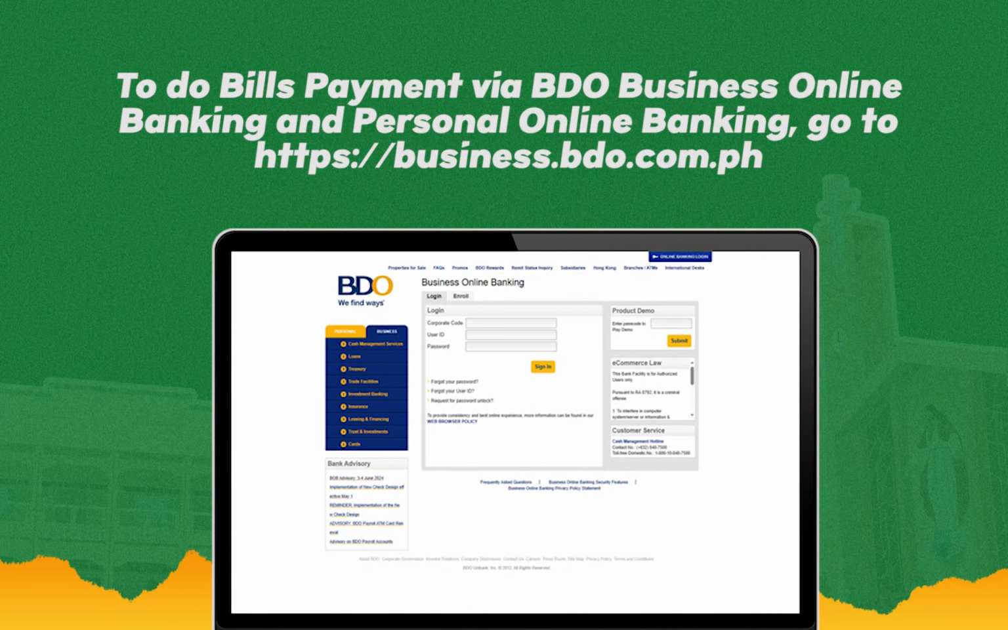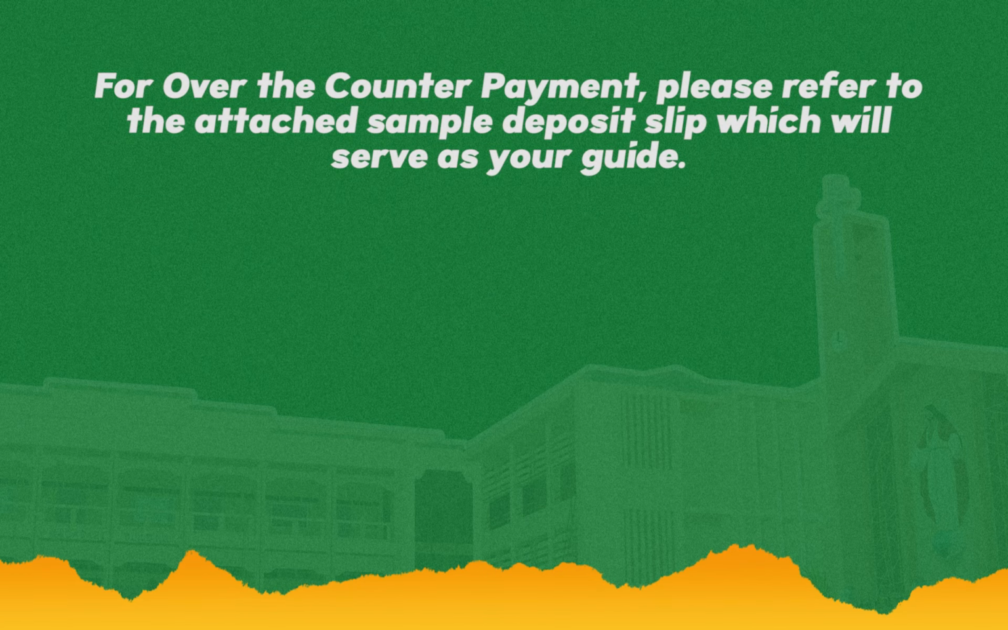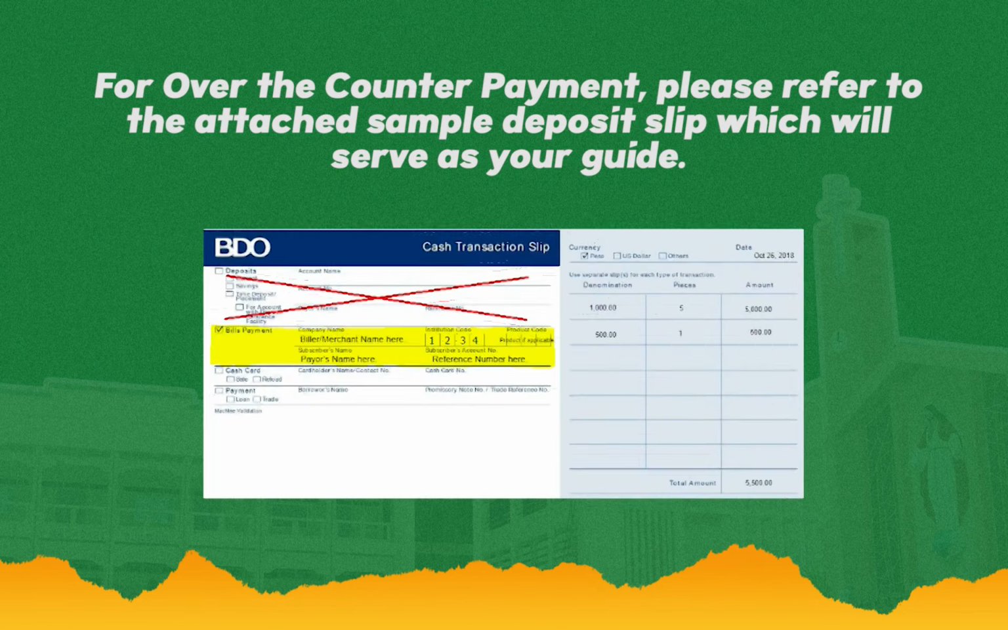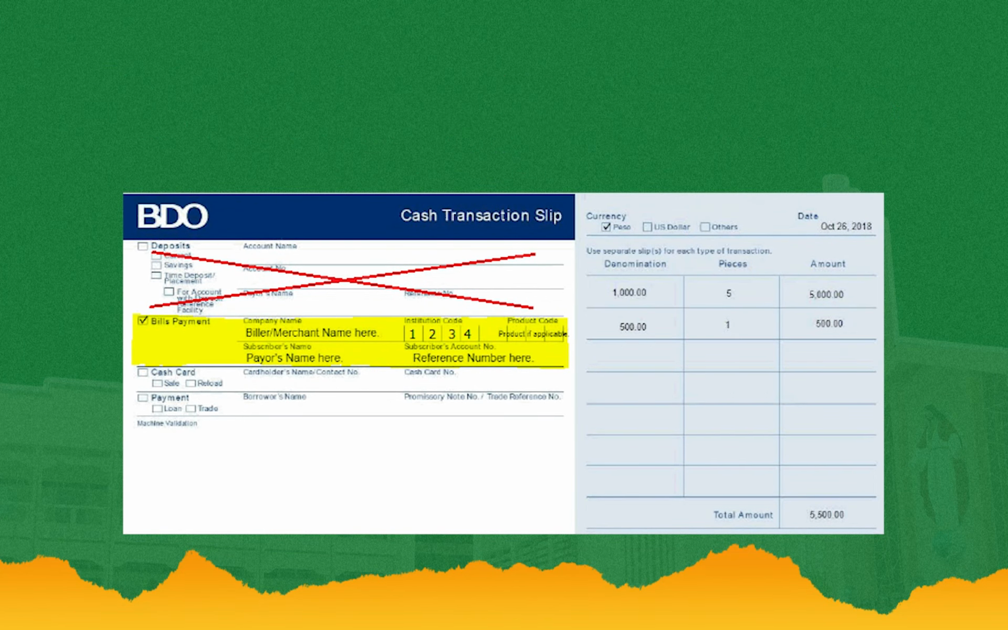To do bills payment via BDO Business Online Banking and Personal Online Banking, go to business.bdo.com.ph. For over-the-counter payment, please refer to the attached sample deposit slip, which will serve as your guide.